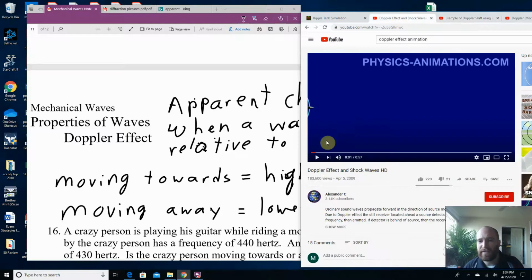What actually causes that is essentially this. You have a wave source.